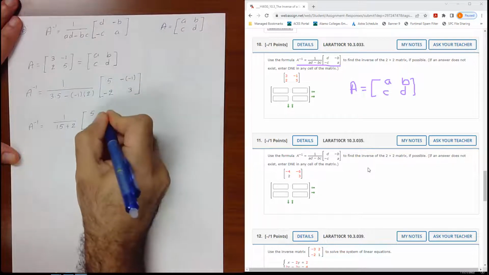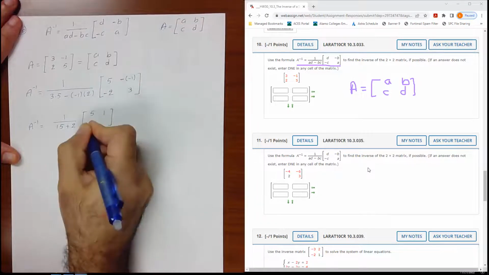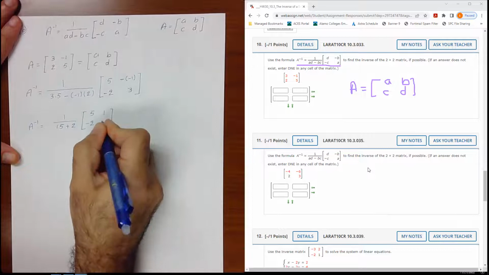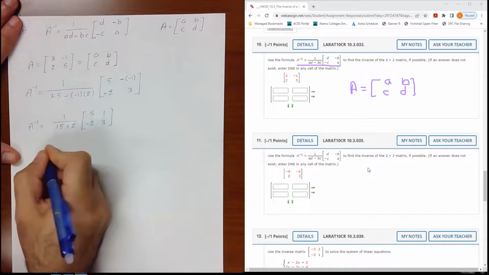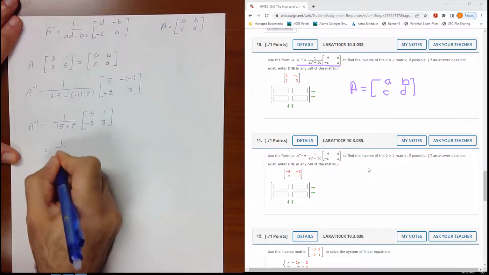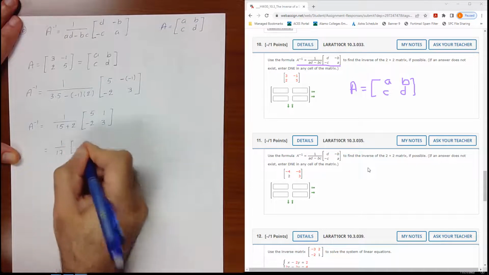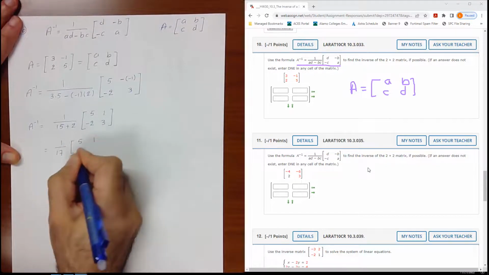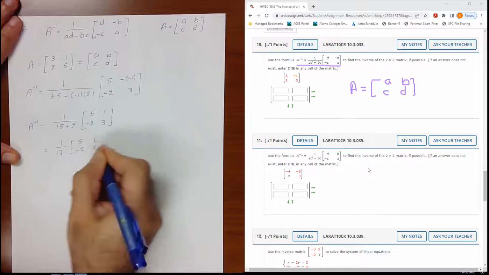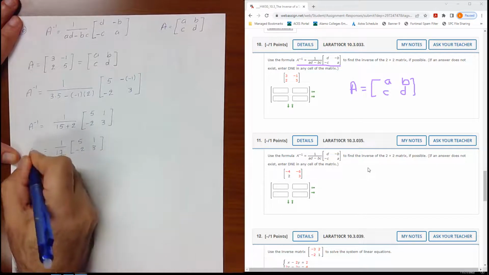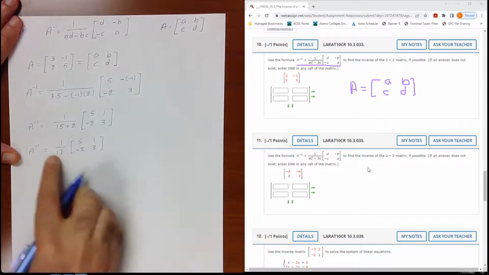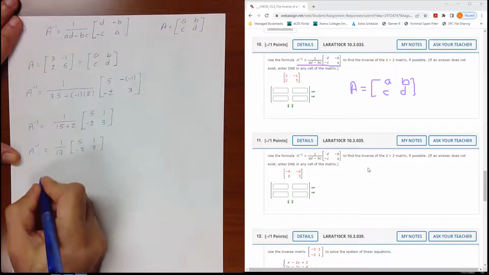Negative times negative is positive. And here is negative 2. And here is a 3. That means this one is going to be 1 over 17, times the matrix 5, 1, negative 2, 3. This is the inverse. Now we have to multiply because this is a number times the matrix.